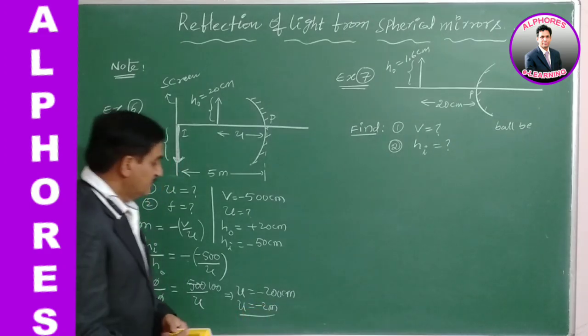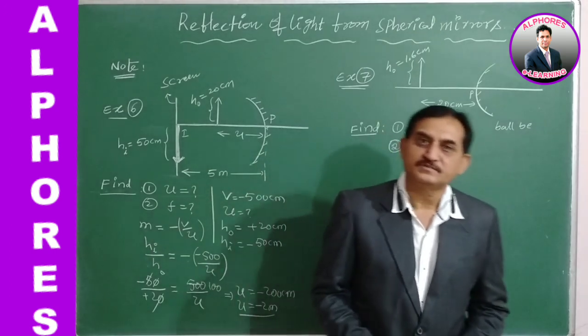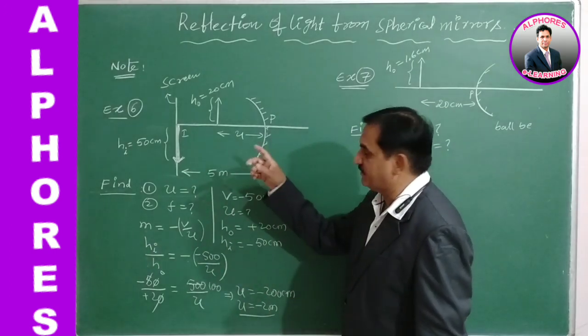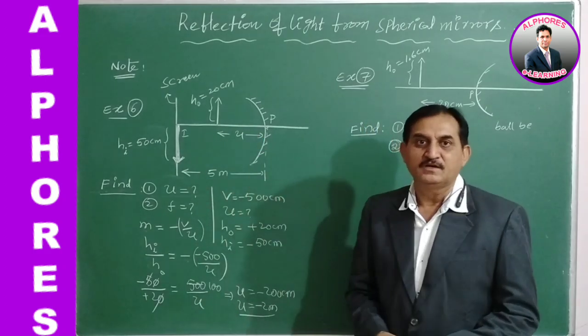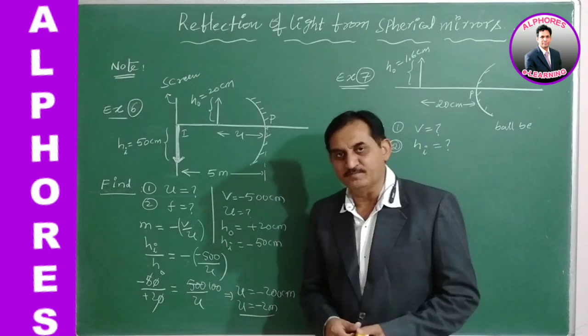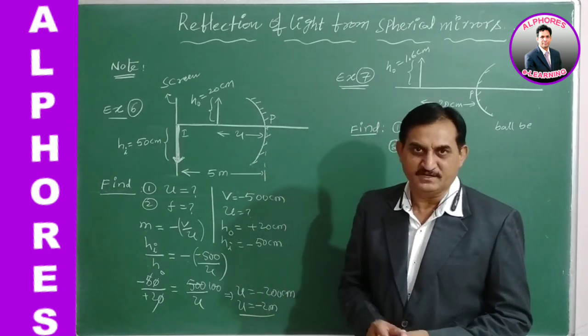This is the distance of the object from the concave mirror. So at this distance the object is placed, and the corresponding image is formed on the screen, which is kept at a distance of 5 meters from the mirror. So the first question is over.